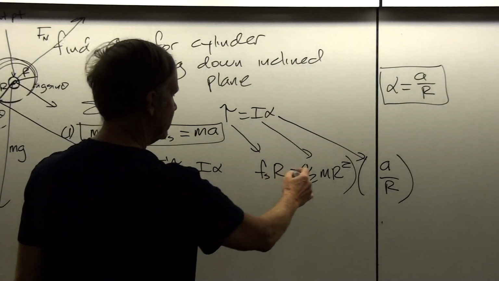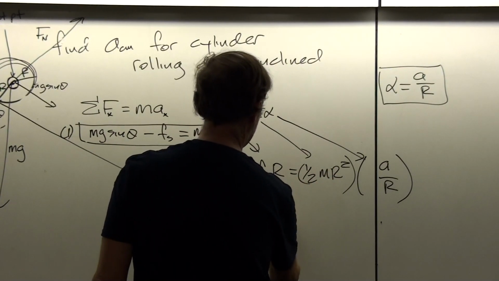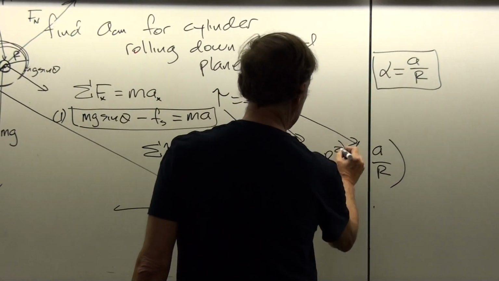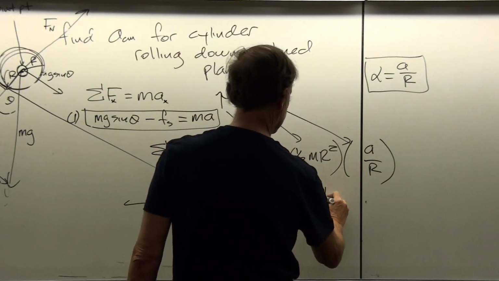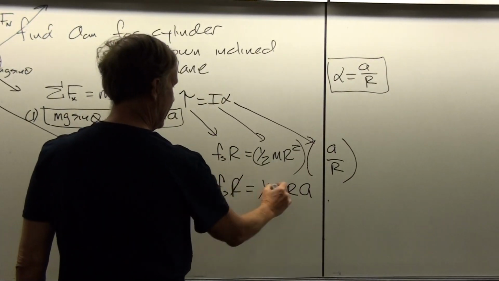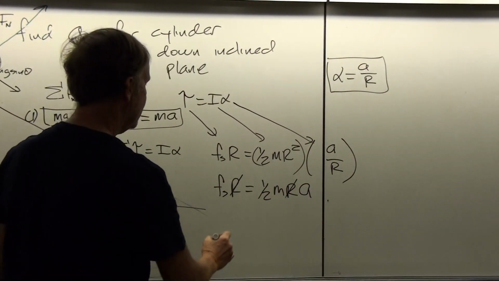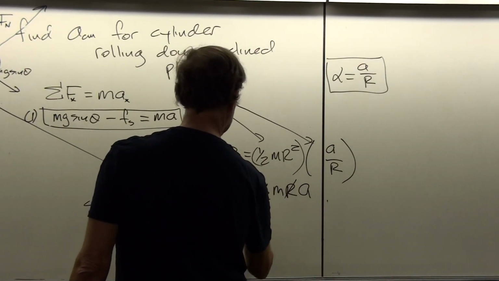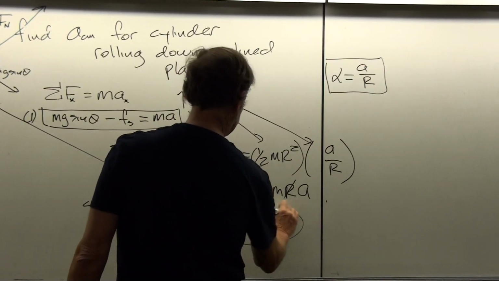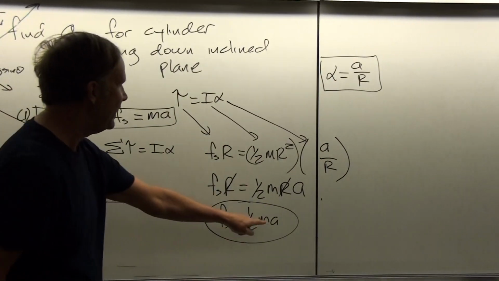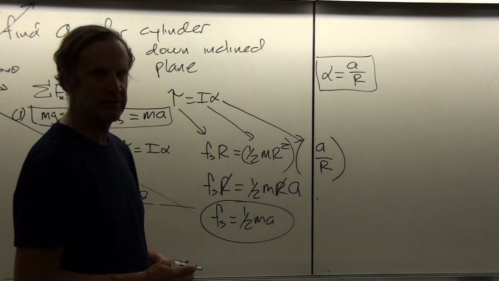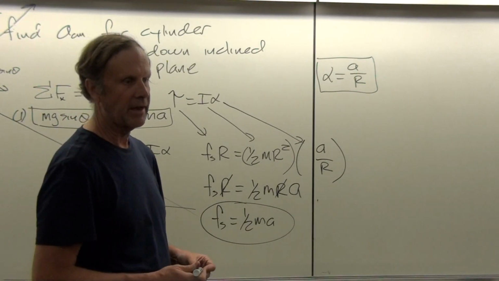And so if I work this thing through, I see that F static times the radius equals 1/2 m. One factor of R cancels, so we get 1/2 mr A. And then we cancel out the r's. We get the static friction force is equal to 1/2 ma. And this A, even though it's the tangential acceleration, is also the acceleration of the center of mass. How do we know that?